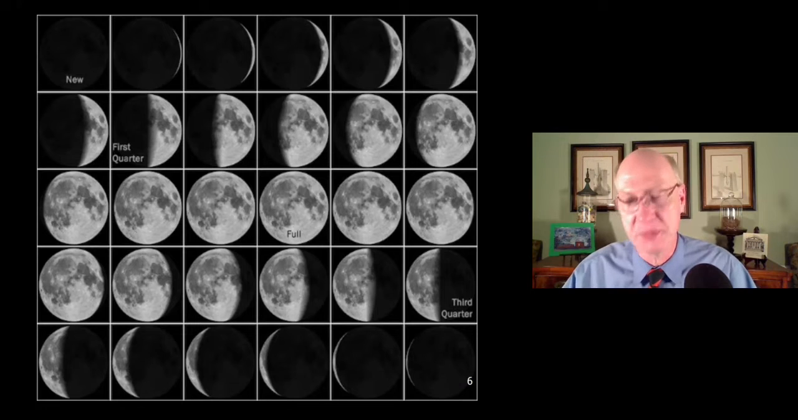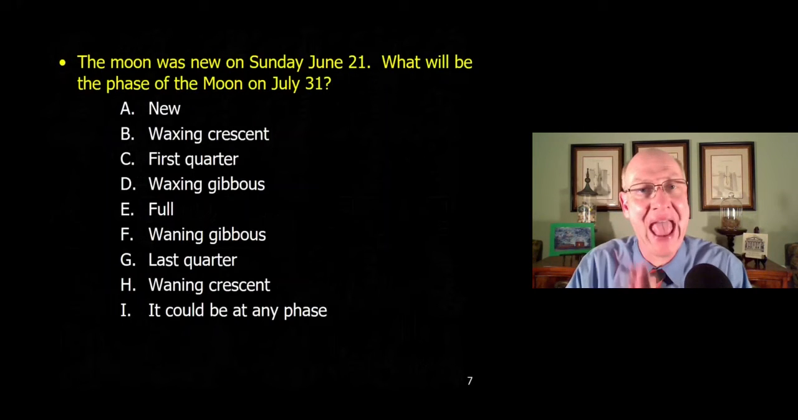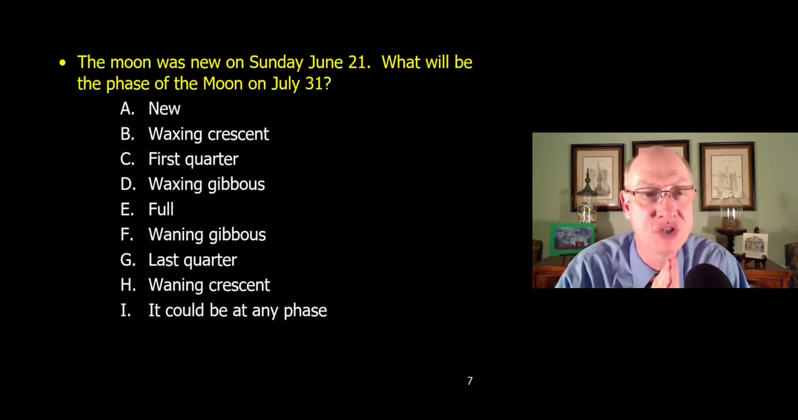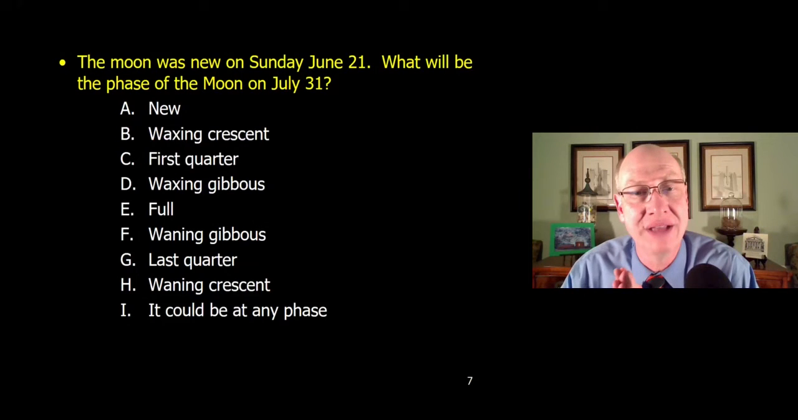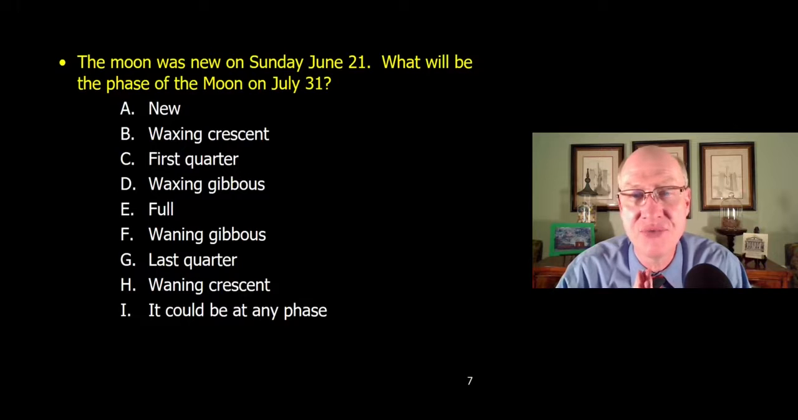So I want you to put this to practice right now. Go ahead and pause the video and answer this question. The moon was new on Sunday, June 21st. What will the phase of the moon be on July 31st? So figure out how many days go by between June 21st and July 31st and figure out what the phase of the moon will be.